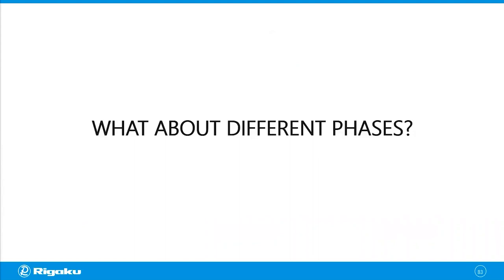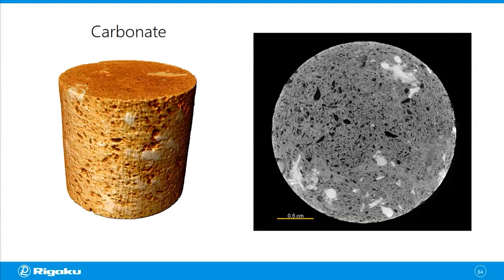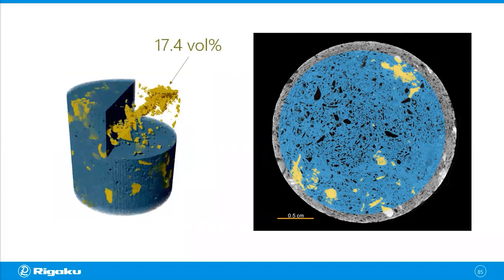Now, what about different phases? So this is a CT scan of a carbonate core. And in the cross section, you clearly see different phases. Again, you will segment those phases like this, then calculate the volume percentage in 3D. The high density phase, this one, is 17.4%. And the main phase, I believe this is dolomite, and it is 80.6%. And the rest of it is 2% voids. So this is a phase analysis.